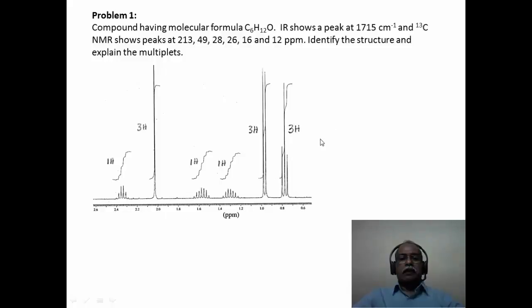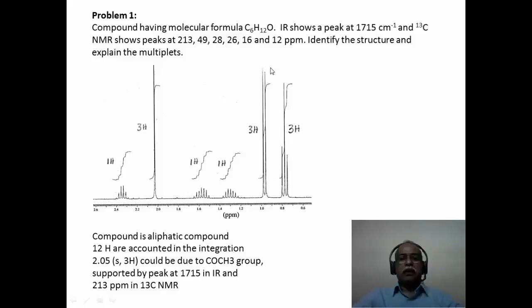You can see here there are 3 signals of 3 hydrogen intensity each, totally 9 hydrogens. Then for 1 hydrogen intensity there are 3 signals, so 3 plus 3 plus 3 is 9, and 9 plus 3 is 12 hydrogens. So all the hydrogens are accounted for from the integration, which corresponds to the C6H12.